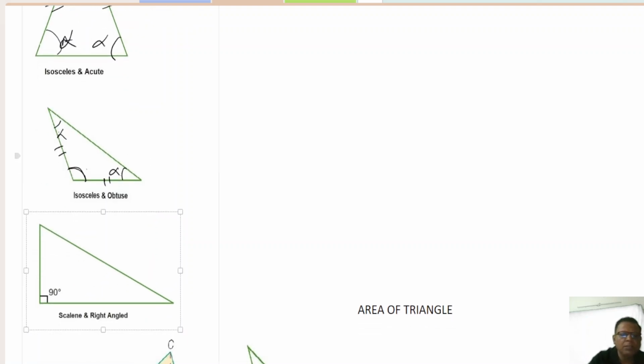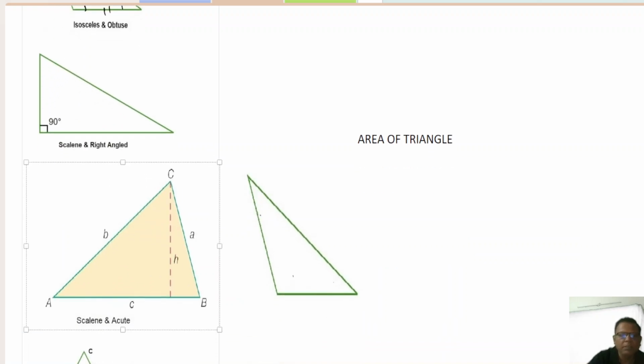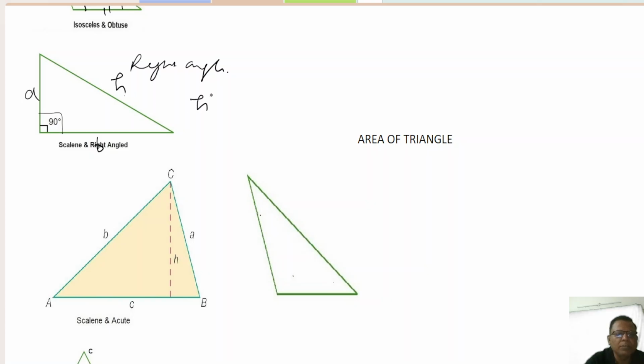Now come to another type of triangle, that is the right angle triangle. What are the properties of a right angle triangle? One angle will be 90 degrees. This side is called the perpendicular, this is called the base, and this is called the hypotenuse. So hypotenuse square is equal to perpendicular square plus base square. This is called the Pythagoras theorem.